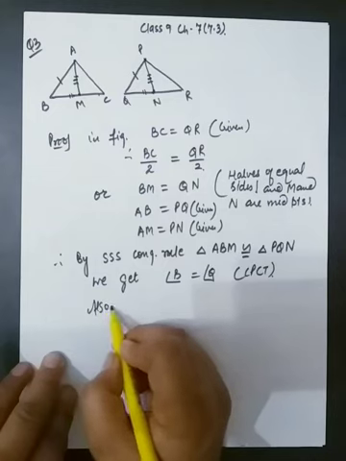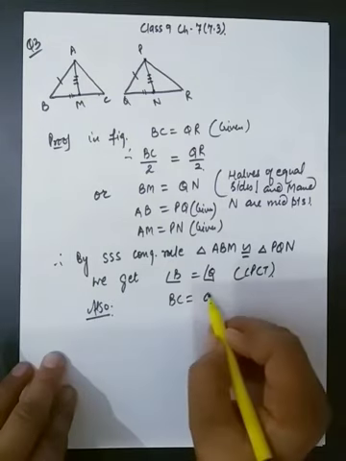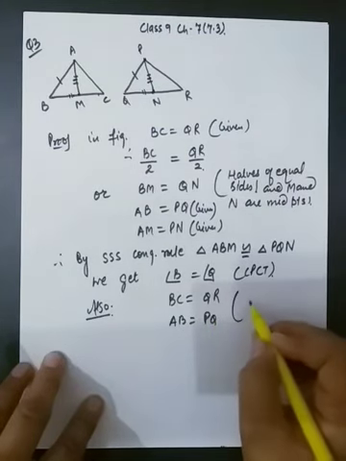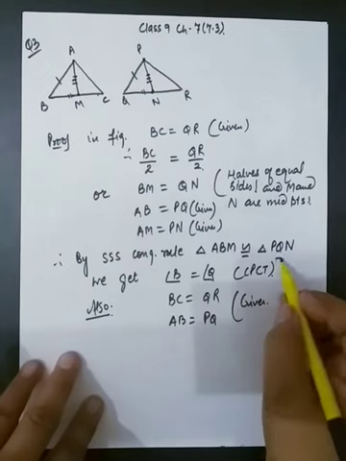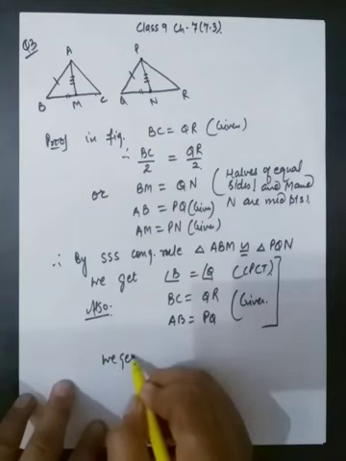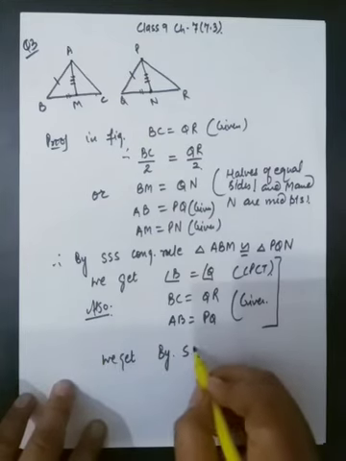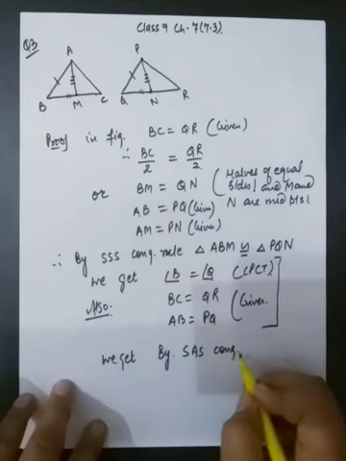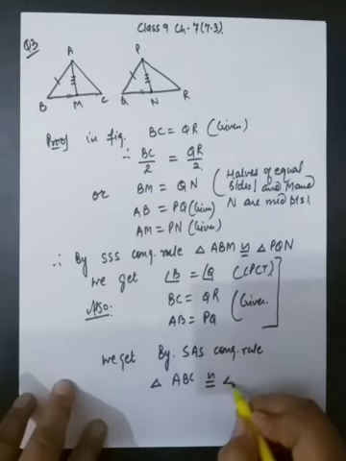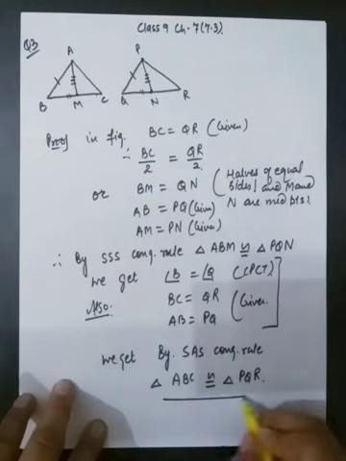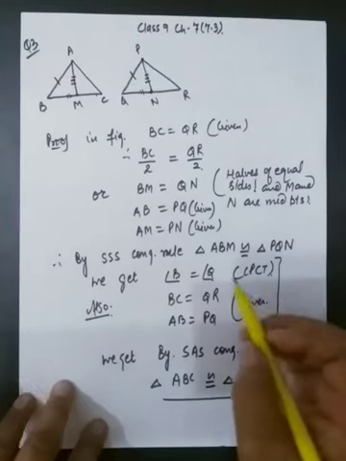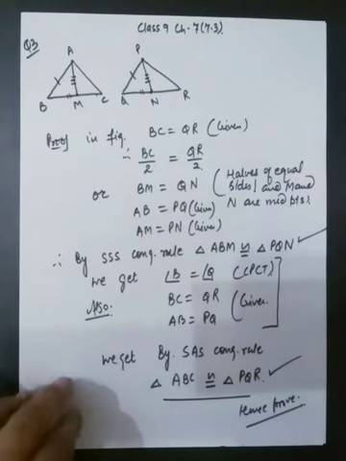Also, आपको BC is equal to QR given है and AB is equal to PQ given है. So it means by these three corresponding equal parts we get, by side angle side congruency rule, triangle ABC congruent to triangle PQR, hence proved. We have to prove this one part and this one part.